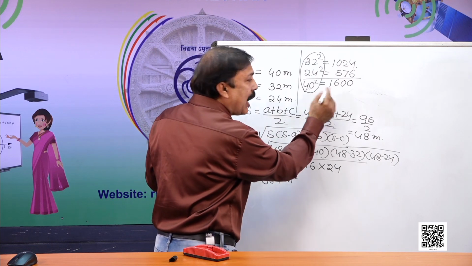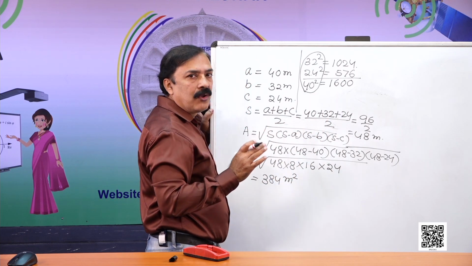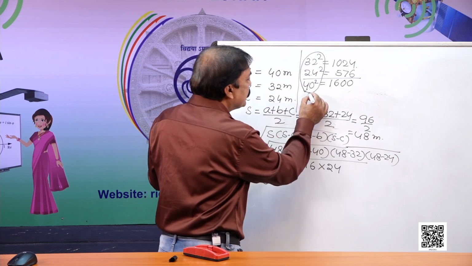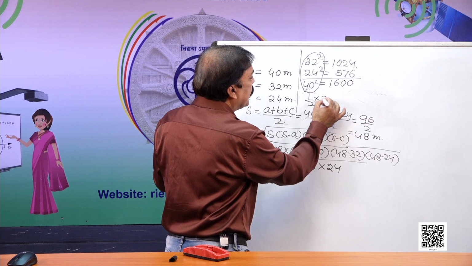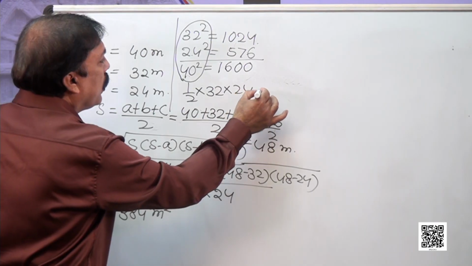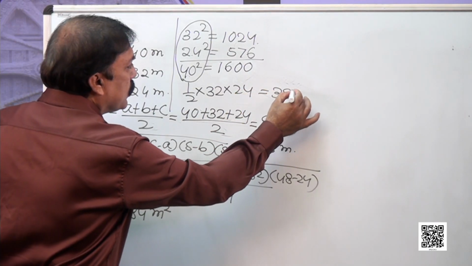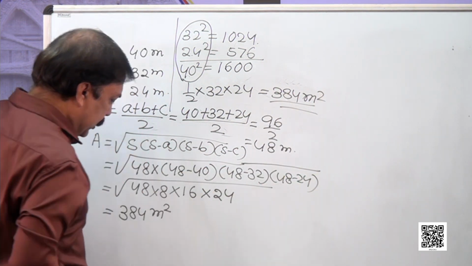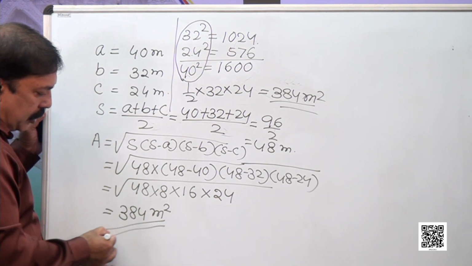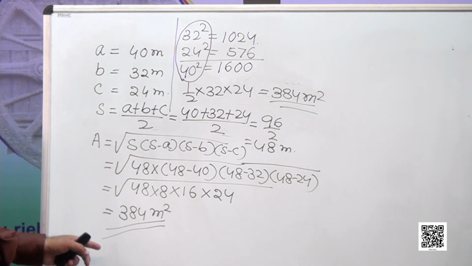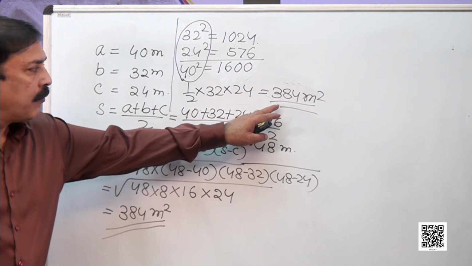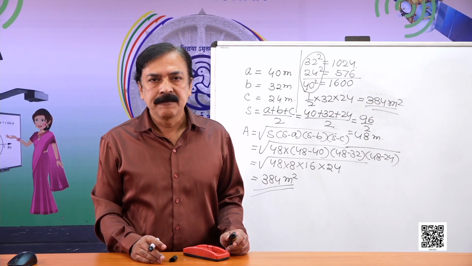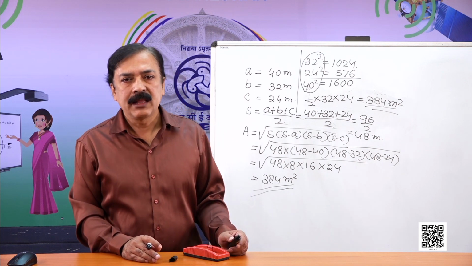So from that angle we can also find the area of this triangular field, that is half into 32 into 24, and this also gives 384 meter square. That means what we got in Heron's formula, we also find from the basic formula, that is half base into height. Let's see another problem.